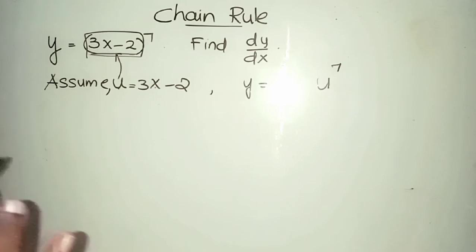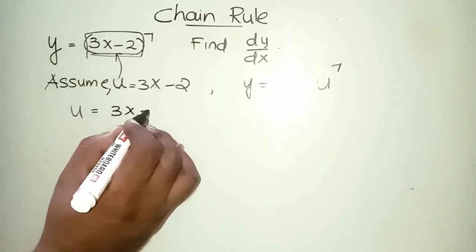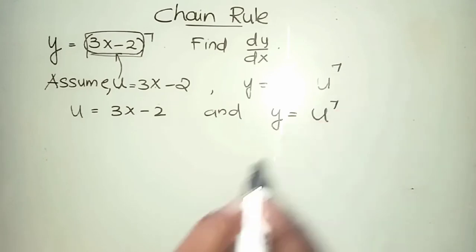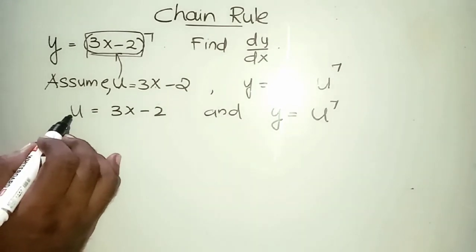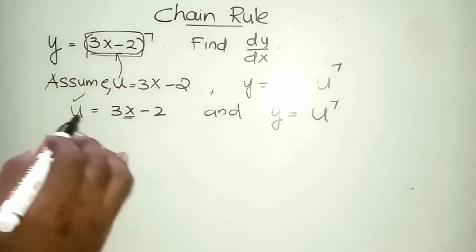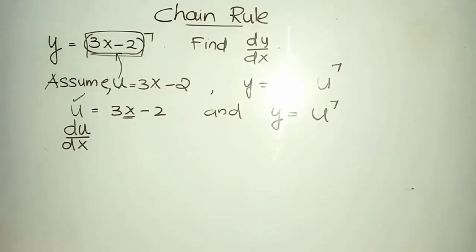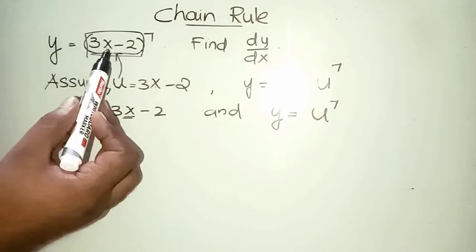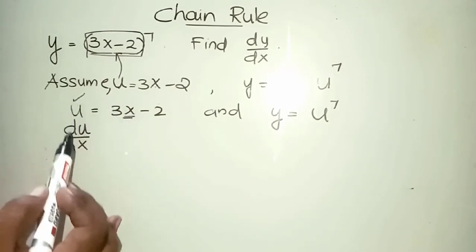Okay, so now we are going to differentiate both of these functions. The first function is u is equal to 3x minus 2, and the second function is y is equal to u raised to 7. We have to differentiate both. This function has the subject u and the variable x, so you have to differentiate it as du by dx. You cannot always differentiate it as dy by dx. dy by dx is possible when the subject is y and the variable is x. But here the subject is u and the variable is x, so we differentiate it as du by dx.